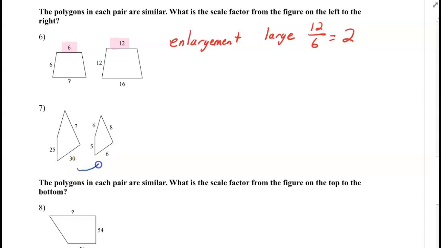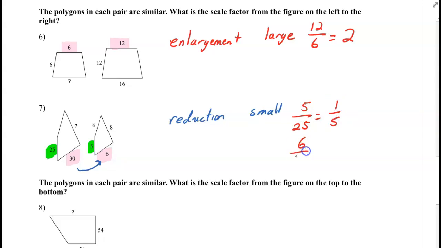Problem 7, this is a reduction. The picture is getting smaller. So I'm going to put the small number in the numerator. The 6 and the 30 go together. The 25 and the 5 go together. It doesn't matter which one you use. You can say 5 over 25, which is 1/5. If you prefer, you could say 6 over 30, which again is 1/5.